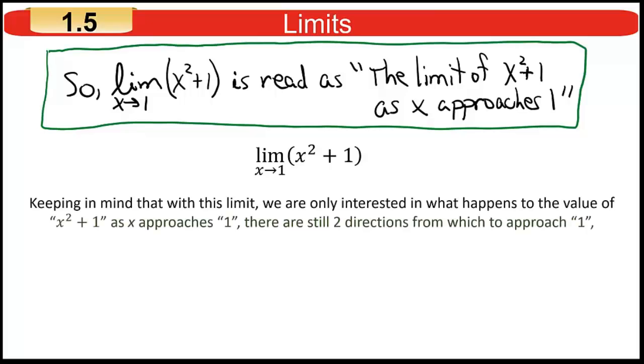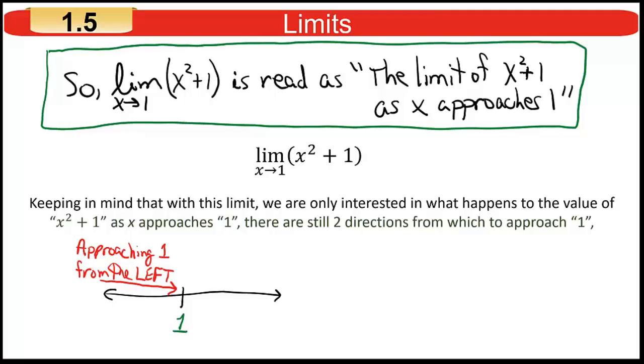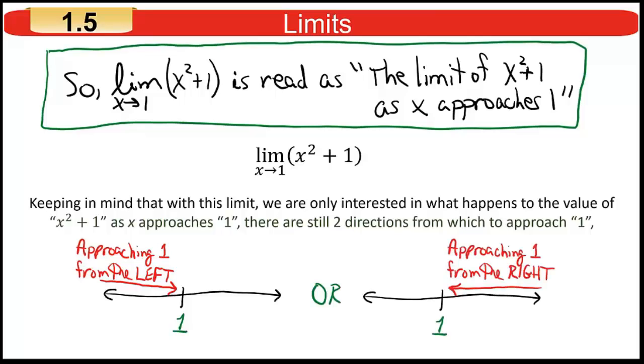Now, even though we're only interested in what happens as you get closer and closer to 1, if you think about it, looking at it from a number line perspective, there are still two directions from which you can approach 1. If you put 1 on a number line, you can be getting closer and closer and closer to 1 from the left, or you can be getting closer and closer to 1 approaching from the right. When you're approaching closer and closer from the left, we call that a left-hand limit. And when you're approaching closer and closer from the right, we call that a right-hand limit.